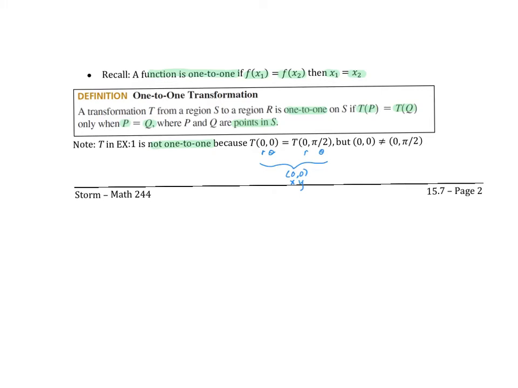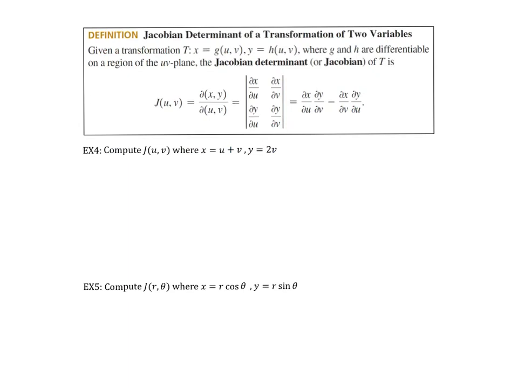But the r theta point 0, 0 and the r theta point 0, pi over 2 are not the same, which means this transformation was not a one-to-one transformation. Now, on our next example, example 2, where we just moved that unit square and rotated it, that is a one-to-one transformation. There was no overlap there.